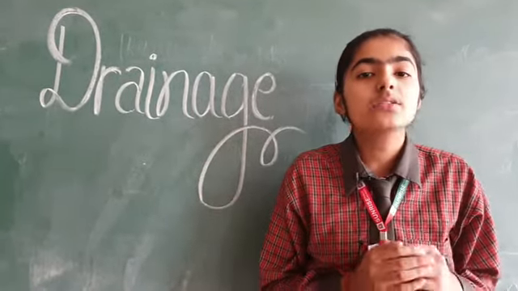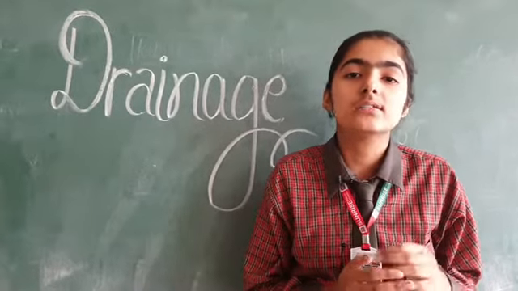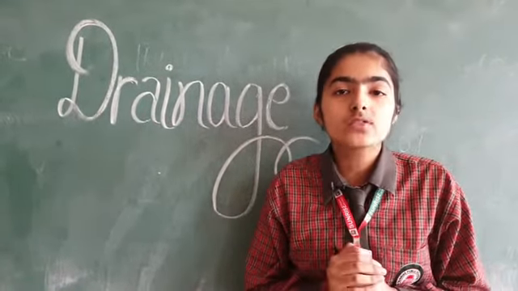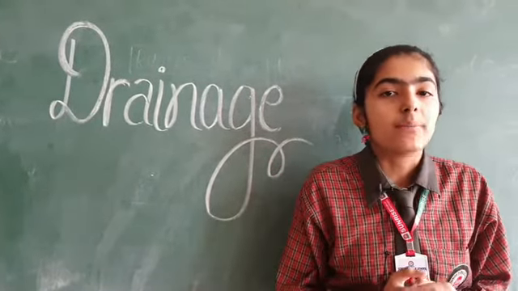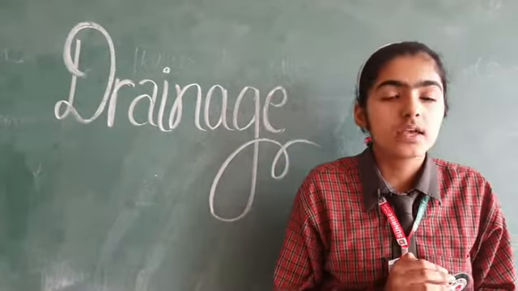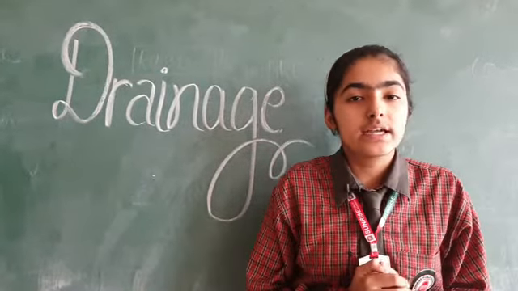The main examples of Himalayan rivers are Indus, Ganga, Brahmaputra, etc. The main examples of Peninsular rivers are Narmada, Tapi, Godavari, etc. Now about some Himalayan rivers. First one is the Indus River.